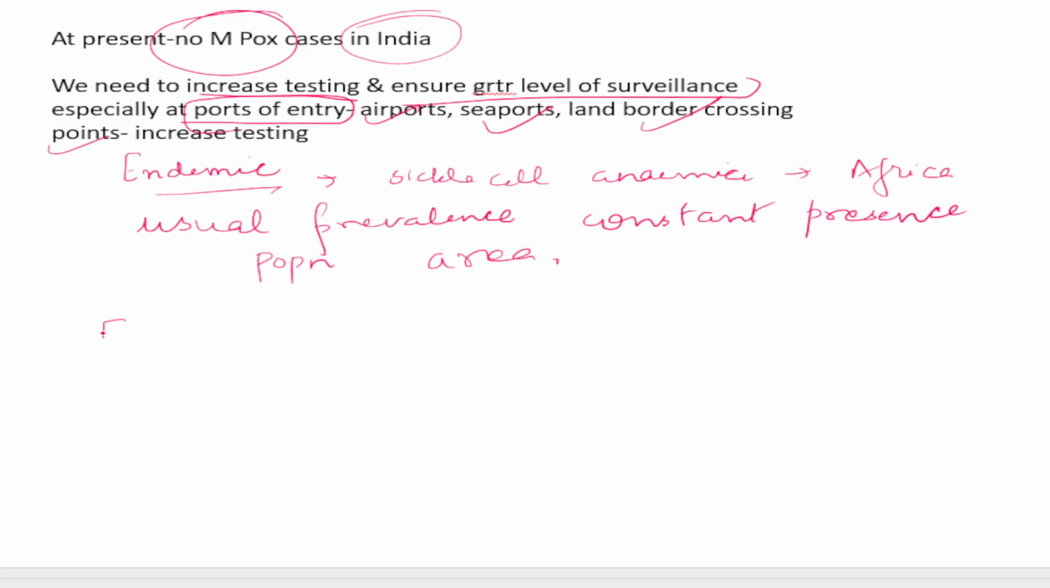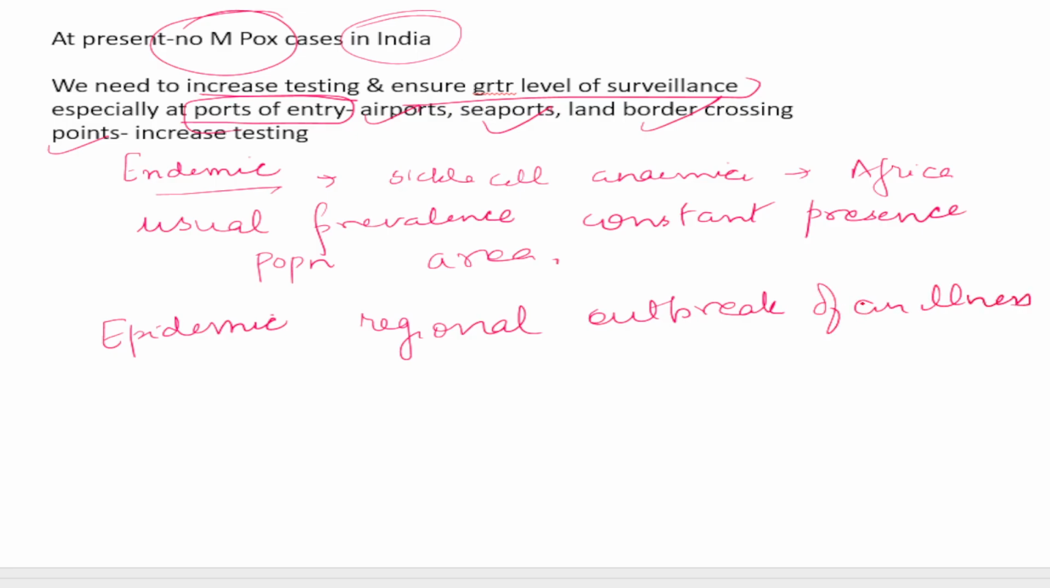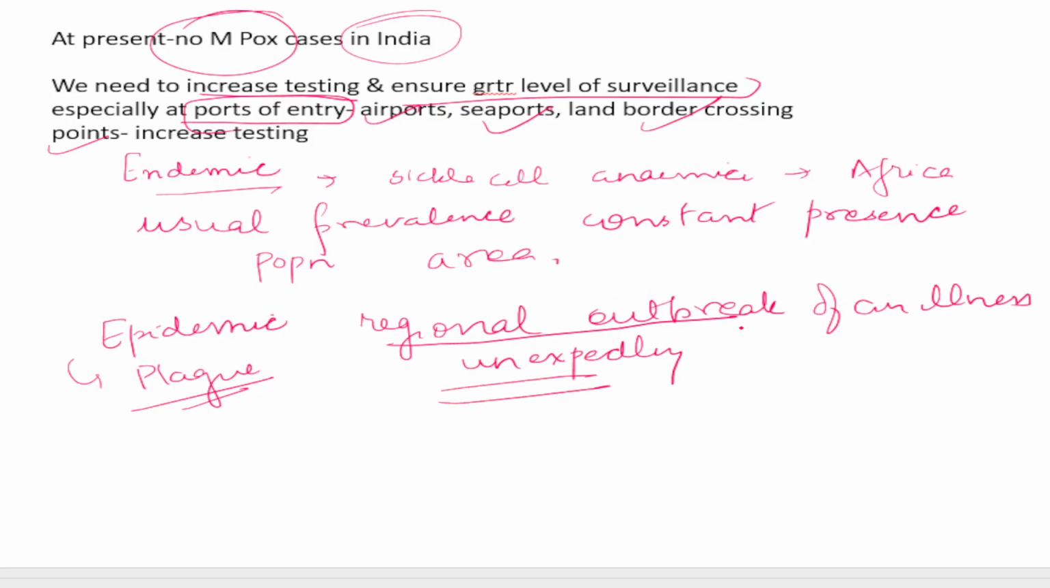Now what is epidemic? According to WHO, it is the regional outbreak of an illness that spreads unexpectedly. For example, we can talk about the plague outbreak in India many years ago. So this was an epidemic. When a disease spreads unexpectedly in a particular area, then it is called an epidemic.